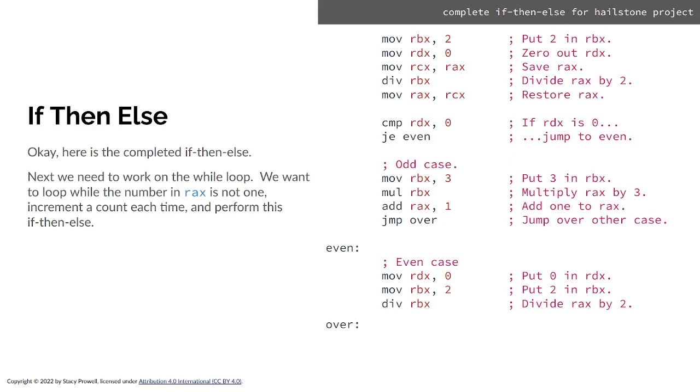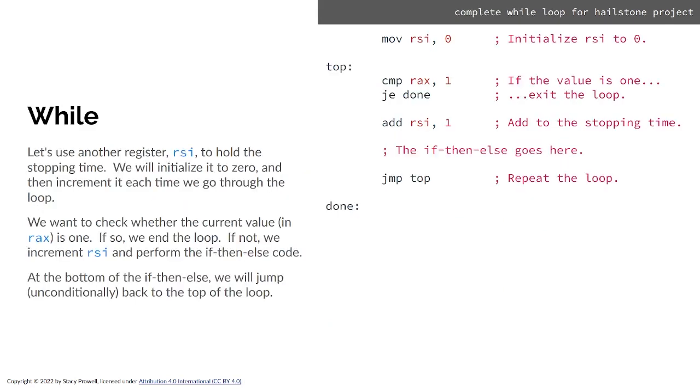And I need to keep track of the number of times the loop runs because that's what I really want. I want to know how long it takes to get to 1. So let's think about a while loop. What would a while loop look like in this world? Well, I'm going to initialize RSI to 0. This is going to hold the stopping time. I chose RSI for S for stopping just as a mnemonic device for myself. This will hold the stopping time, number of steps. And so here's the top of my loop.